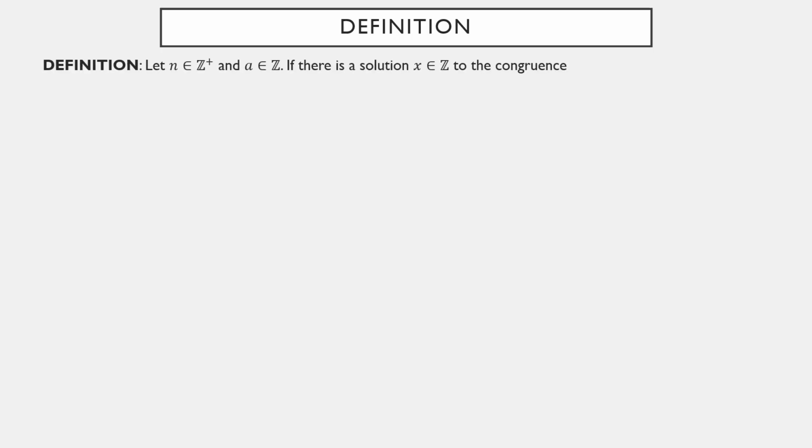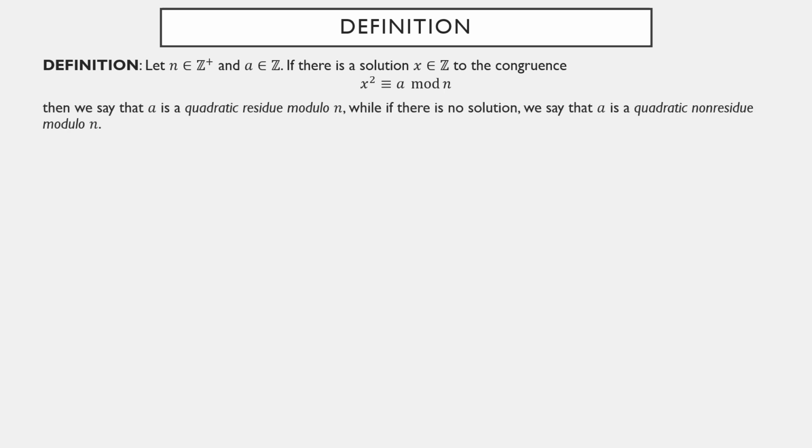Let n be a positive integer and a be any integer. If there is a solution to x squared is equivalent to a modulo n, then we will say that a is a quadratic residue modulo n. Quadratic residue simply means residue, it's one of the residue classes mod n, and it's quadratic, it is the square of something else. There was an x so that x squared was equivalent to a.